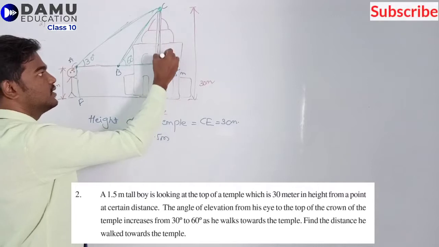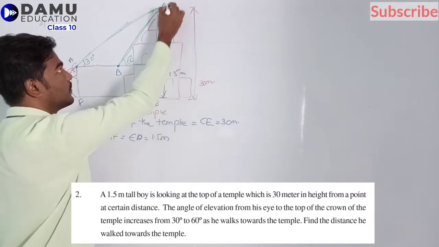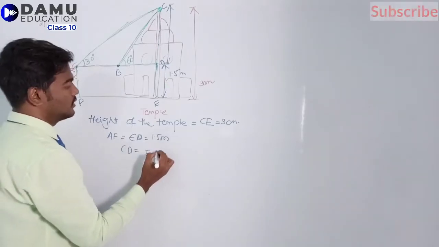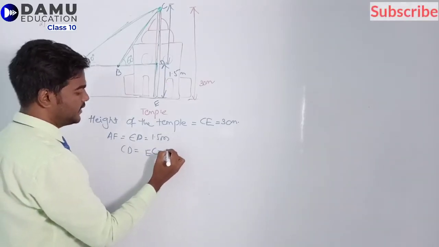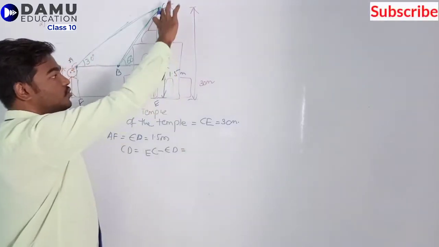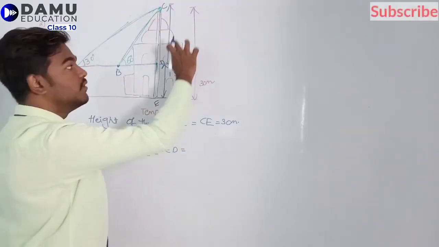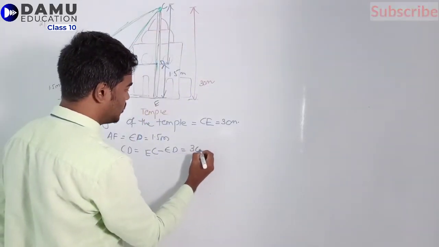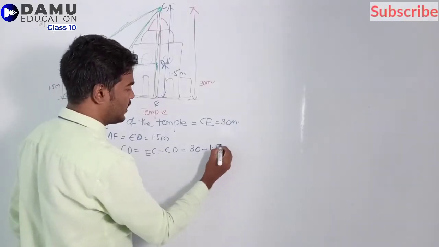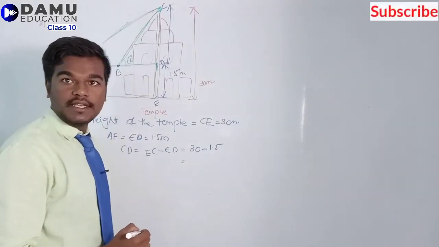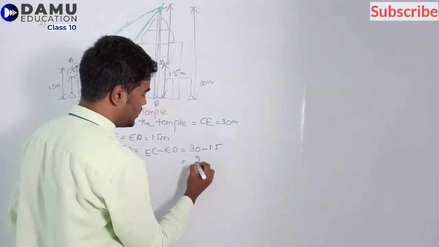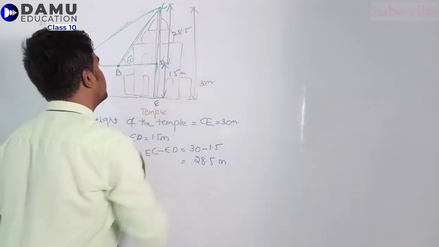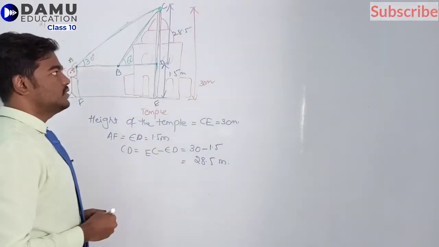Then what is the remaining length? From this to this length, what is this? DC or CD will be equal to EC minus ED. From the total length, if you subtract this length, will you get the CD length or not? Yes, we will get it. So EC is 30 minus ED, which is 1.5, so we get 28.5 meters.